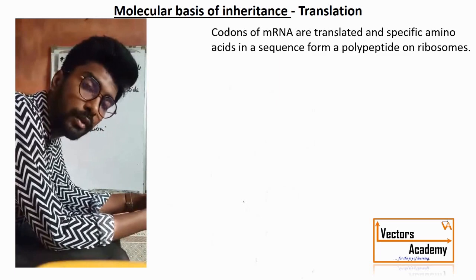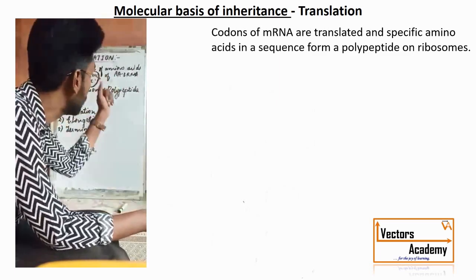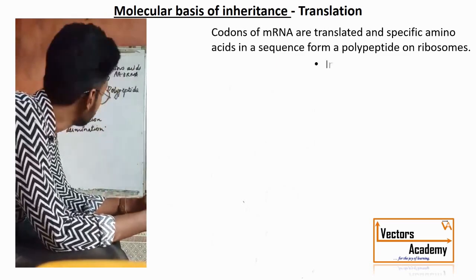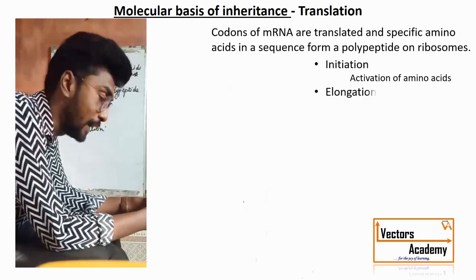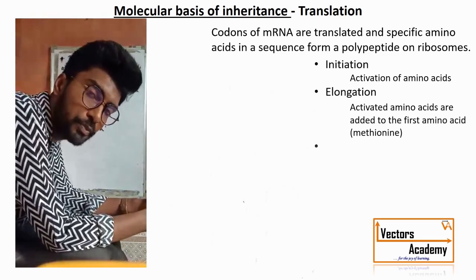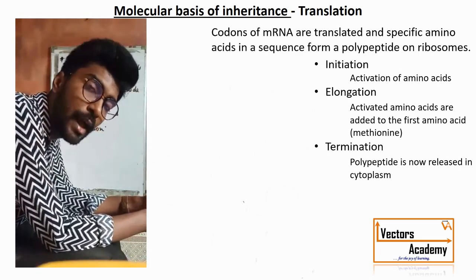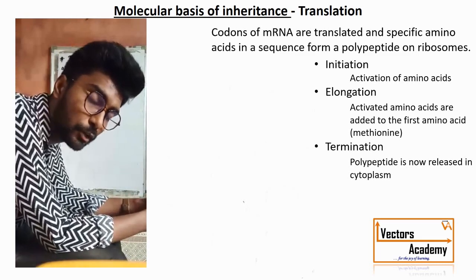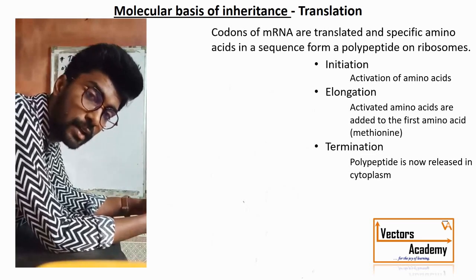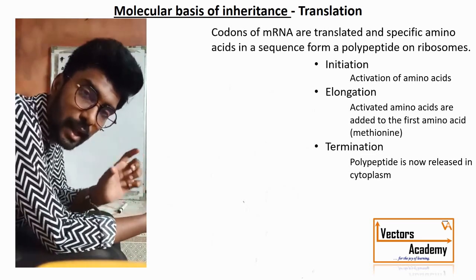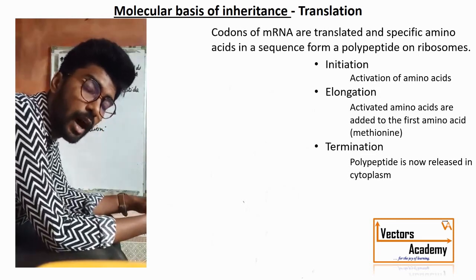Now, for translation, there are two important processes. First is activation of amino acid and formation of the amino acid transfer RNA complex. Second is formation of a polypeptide chain. So let's talk about the first process, that is activation of amino acid and formation of the transfer RNA complex, with the help of the enzyme aminoacyl transfer RNA synthetase.